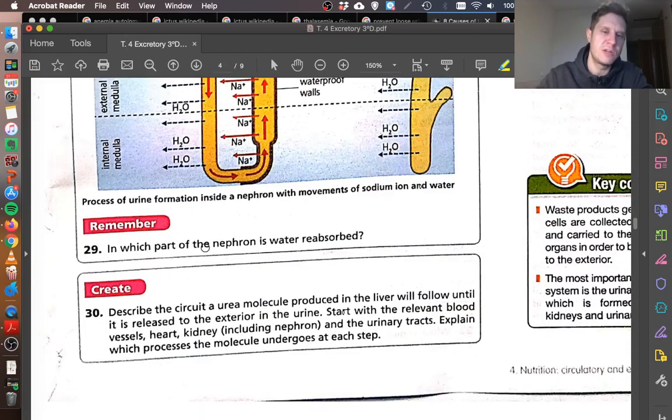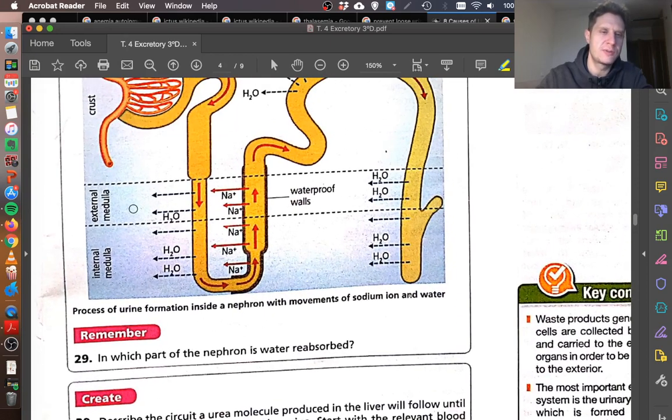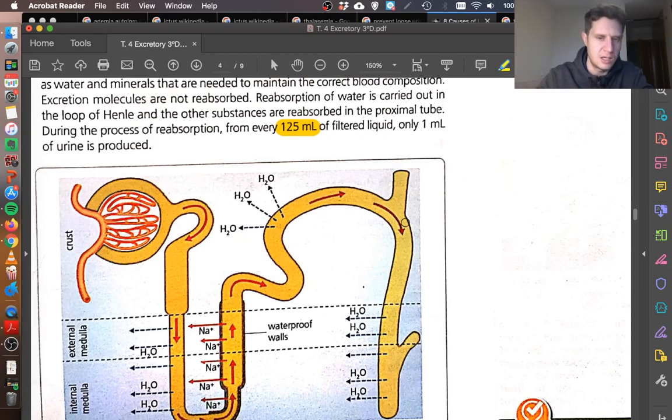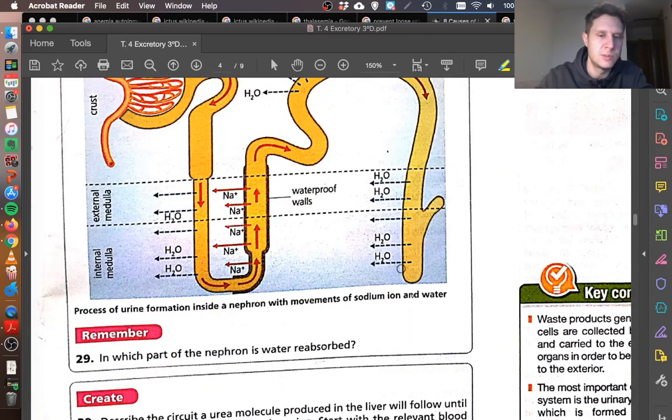Question 29. In which part of the nephron is water reabsorbed? As we have here, excretion molecules are not reabsorbed. Reabsorption of water is carried out in the loop of Henle. And this is the collector tube. The book doesn't say anything about the collector tube, so we will leave it there.